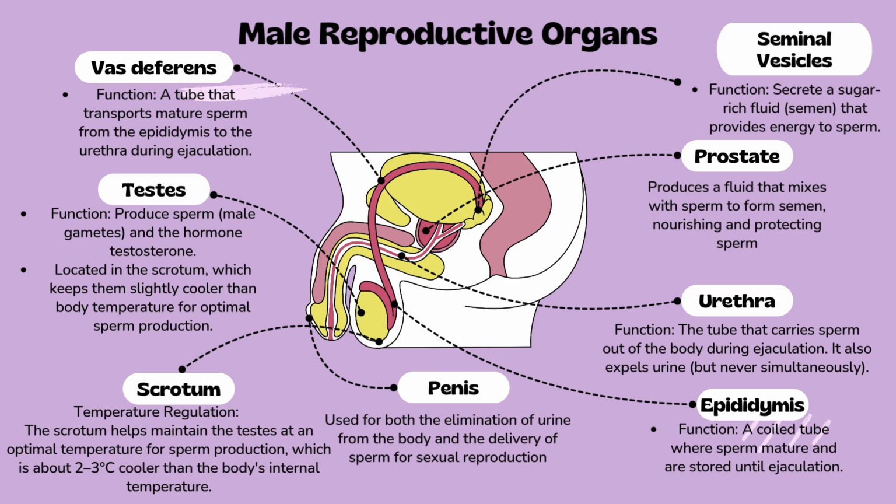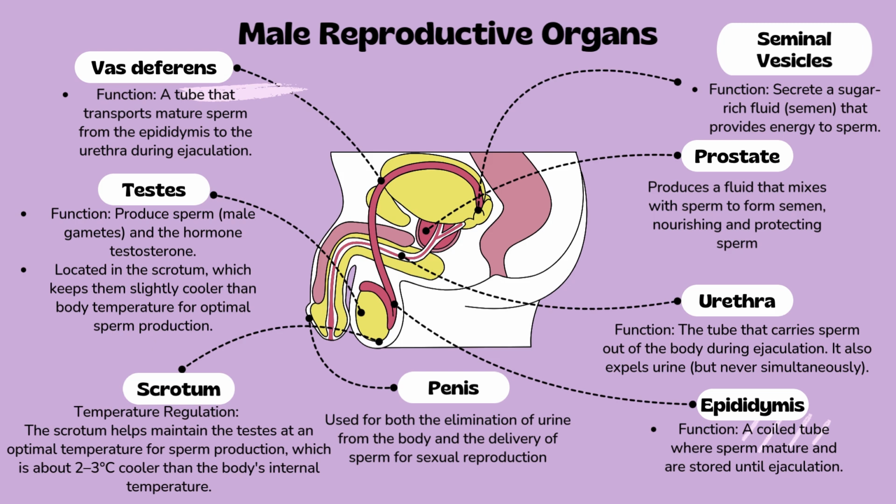Urethra, function, the tube that carries sperm out of the body during ejaculation. It also expels urine, but never simultaneously. Penis, function, delivers sperm into the female reproductive system. Scrotum, the scrotum is a pouch of skin and muscle located outside the male body, just below the penis. It contains and protects the testes, testicles, which are responsible for producing sperm and the male hormone testosterone.